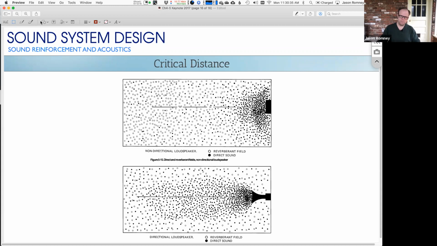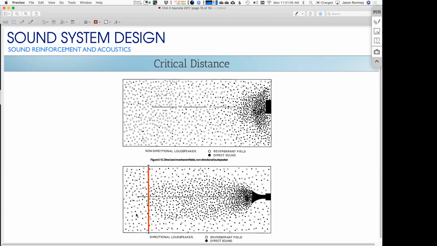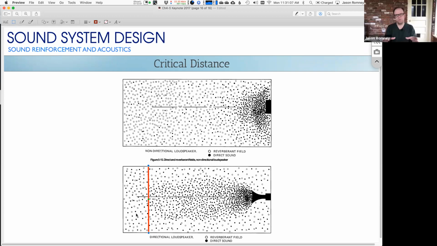So now my critical distance is now somewhere over here. Right? It's right around here that I'm getting equal number of solid dots to hollow dots. So I've made it almost all the way to the back of the room just by keeping the sound off the walls. So here's another variable for you when you're designing your sound system. Yeah, you want to disperse the sound evenly across the audience area. And yeah, you want to keep it off the stage, but you also want to keep it off the walls as much as you possibly can.